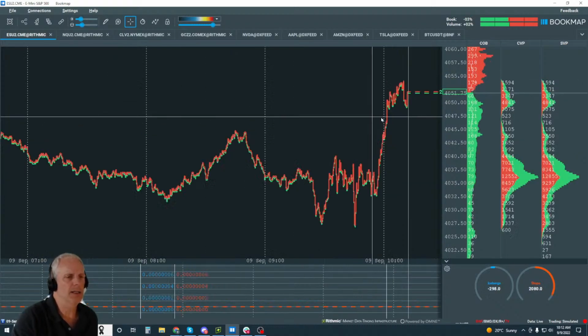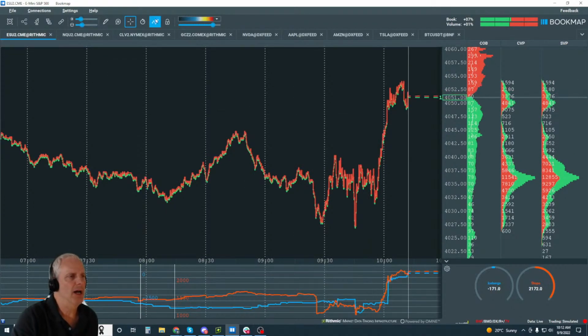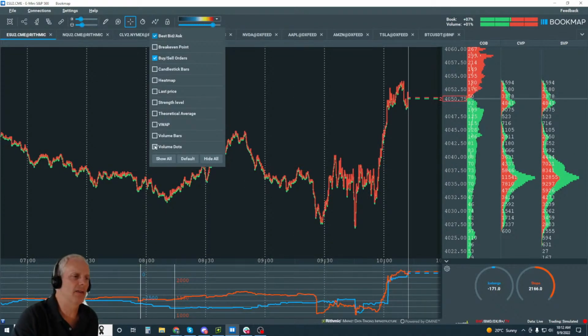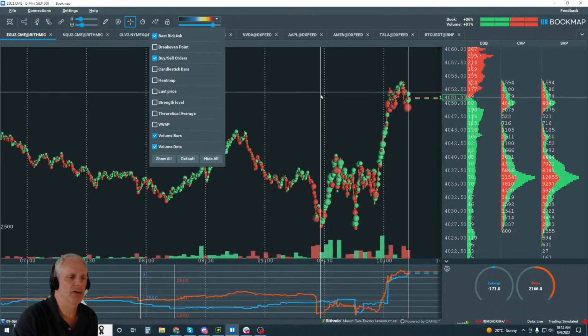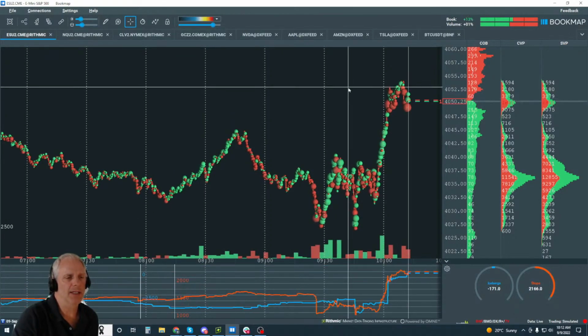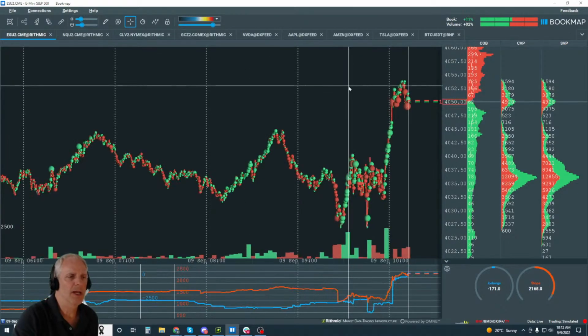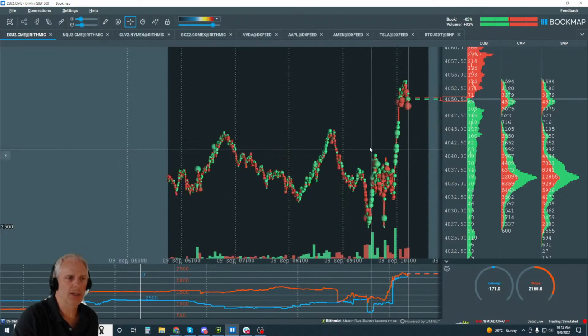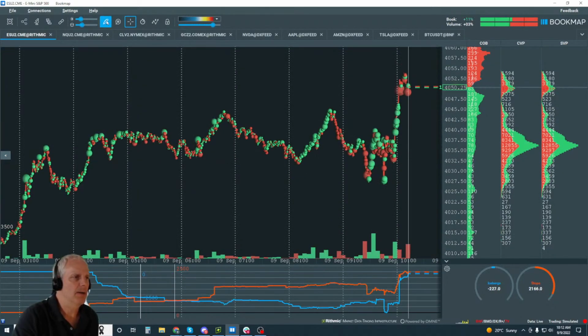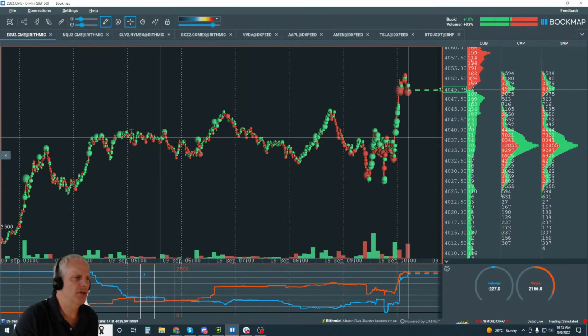So let's zoom in here a little bit, and then now let's look at the volume dots and volume bars, and then let's take a look at who's moving this market. Well, this is where you get that context. Okay, so here, in terms of the structure, we know the structure.